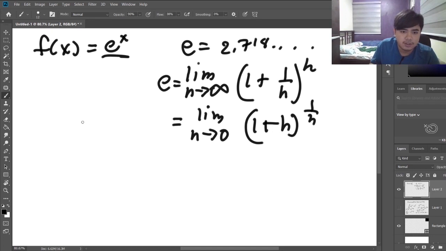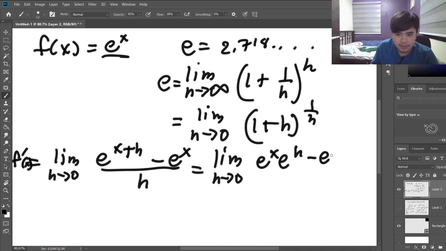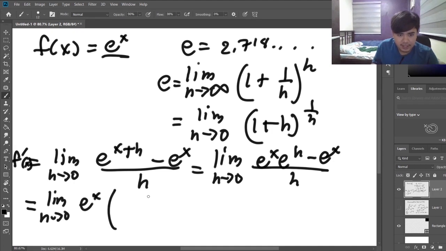So let's try finding the derivative of e to the x using the definition of the derivative. So we get the derivative of e to the x is the limit as h goes to 0 of e to the x plus h minus e to the x all over h. We can split the e to the x plus h with the identities earlier, so we can say this is limit as h goes to 0 of e to the x e to the h minus e to the x over h. Now there's e to the x here, there's e to the x here, so we can extract that outside. So the limit as h goes to 0 of e to the x, and then we get e to the h minus 1 over h.